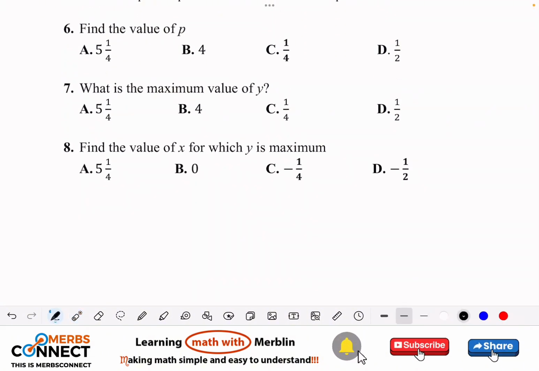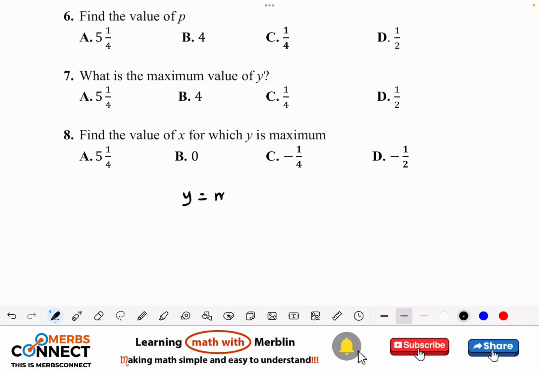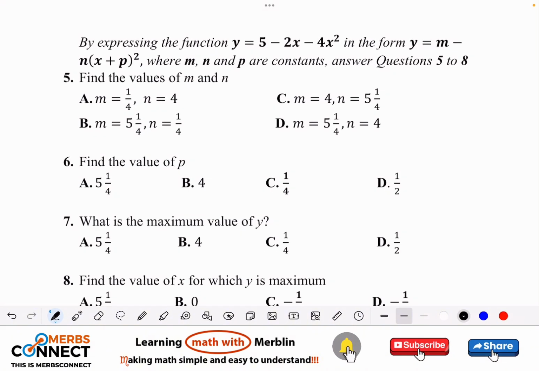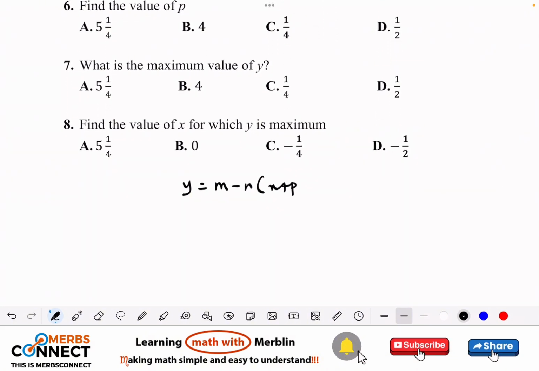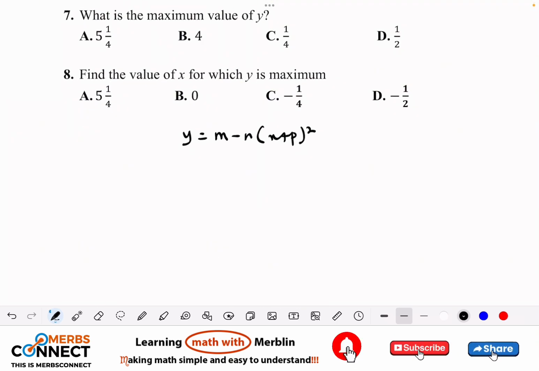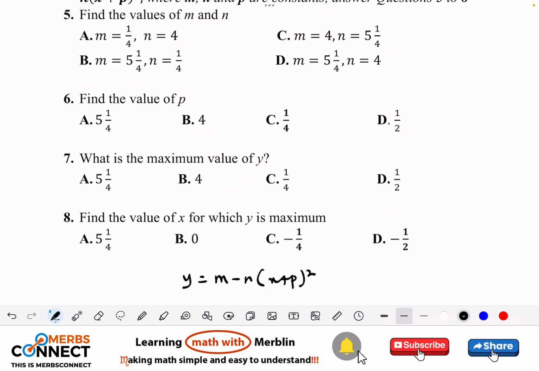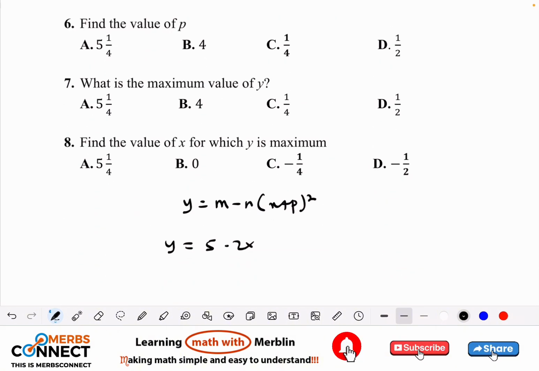We want to express the function in the form y is equal to m minus n in bracket x plus p squared. That's what we want to do. So what is the function? y is equal to 5 minus 2x minus 4x squared.